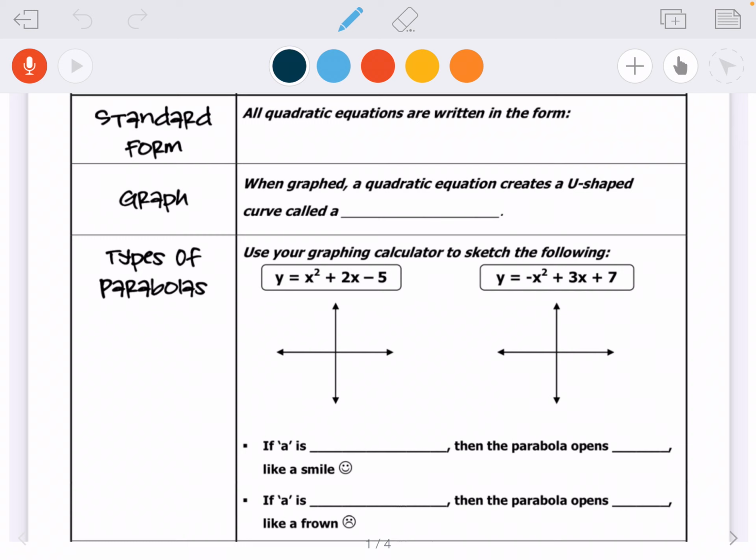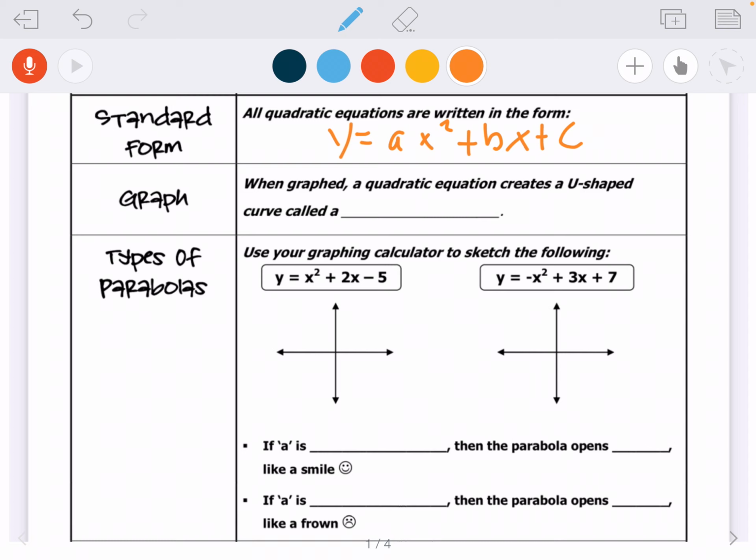So this video is just going to be an introductory video on quadratics, a little bit about them, and we're going to get into the axis of symmetry and calculating the vertex. So first of all, quadratics are written in the form y equals ax squared plus bx plus c. That might look familiar from our unit on polynomials.